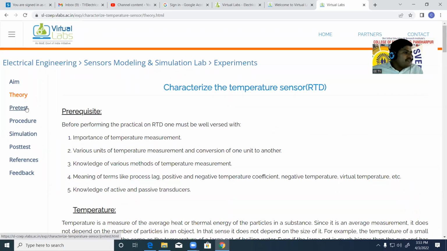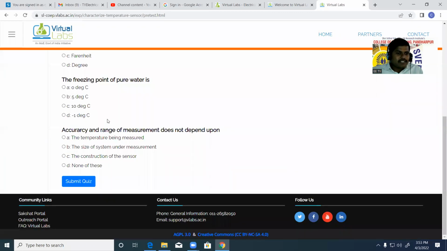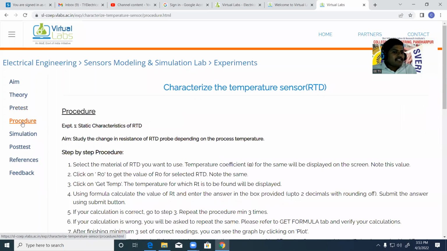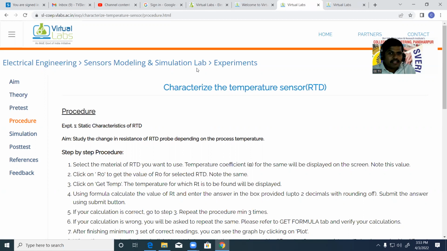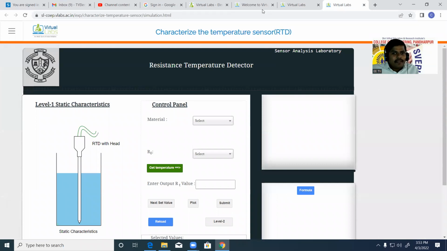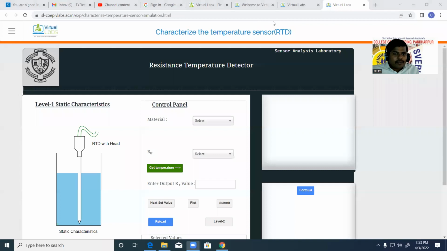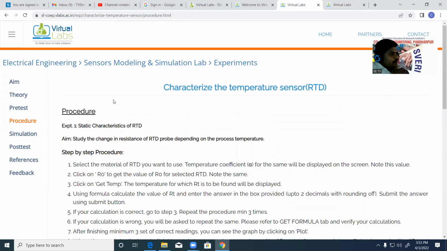Now there is a pretest, so you should give the pretest. There will be a minimum of 4 to 5 questions, you just solve this. After that we will discuss the procedure. At the same time we will do the simulation, right? We will start the simulation of that experiment and we will plot the characteristics. Okay, so here is the simulation window, here is the procedure. Before going to the simulation we will discuss the procedure.